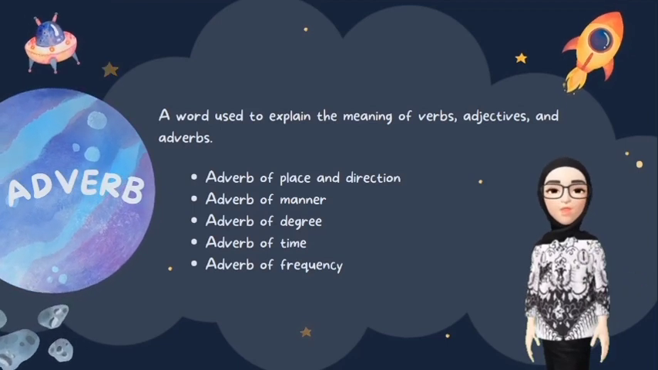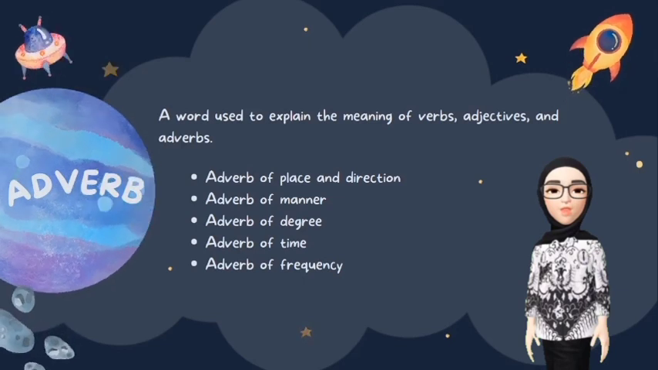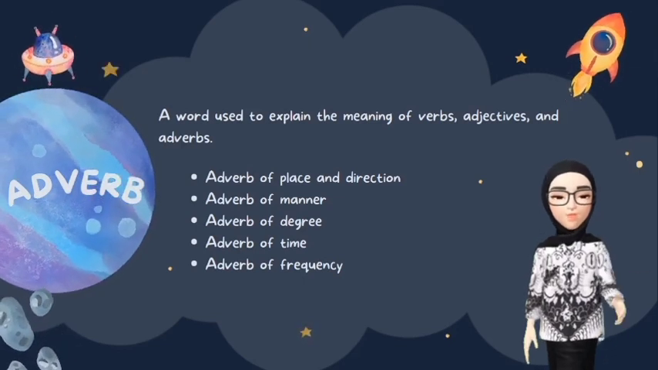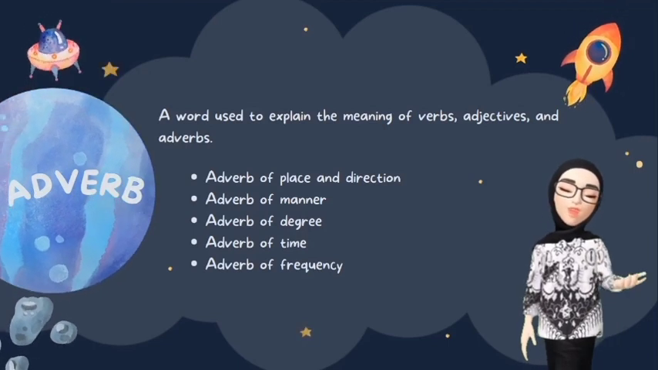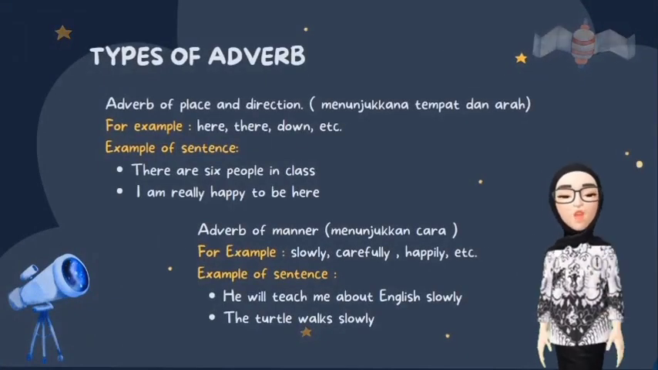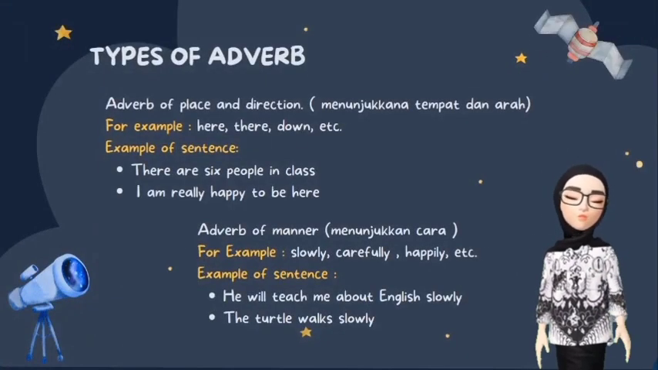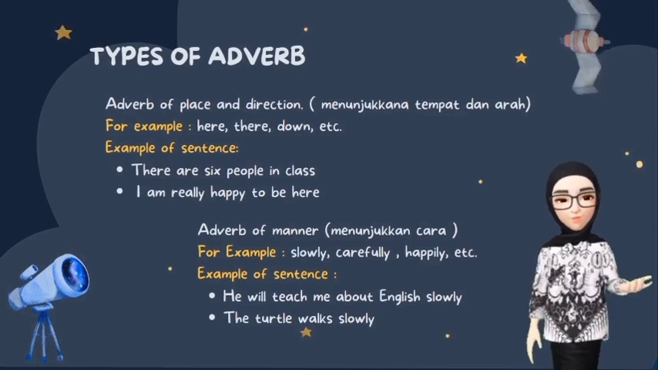There are various kinds of adverbs. 1. Adverbs of place and direction. 2. Adverbs of manner. 3. Adverbs of degree. 4. Adverbs of time. 5. Adverbs of frequency. Types of adverb. 1. Adverb of place and direction. For example, here, there, down, etc.